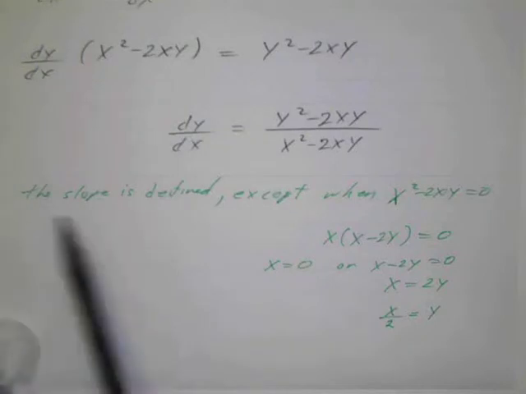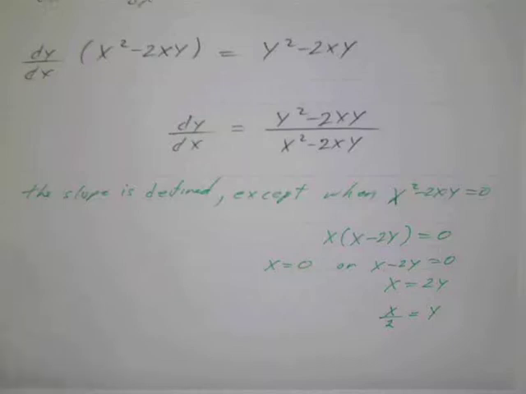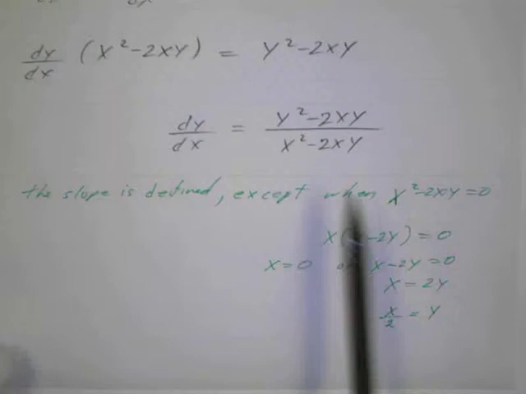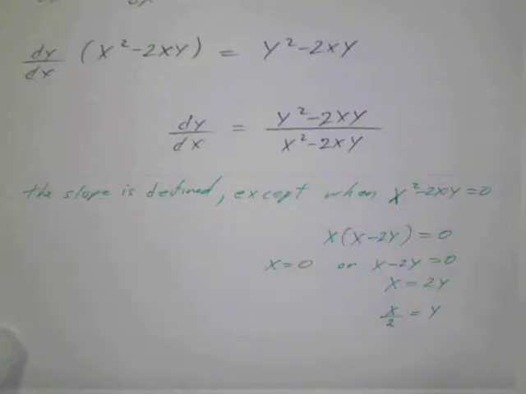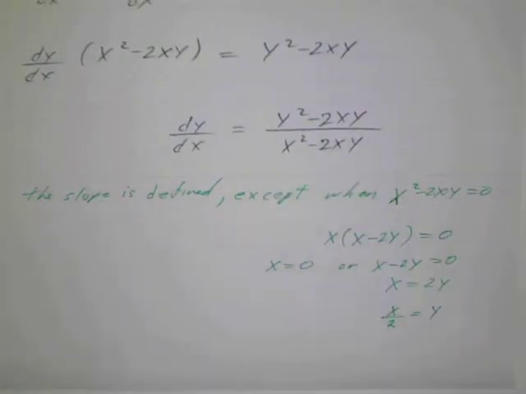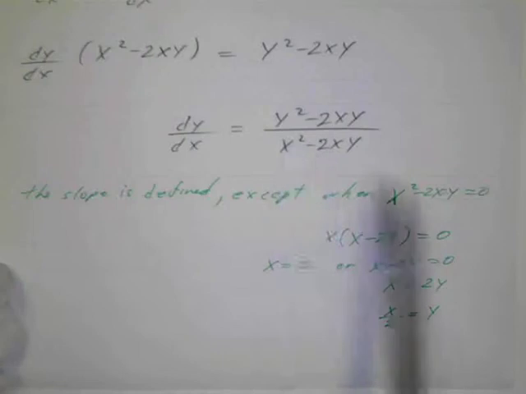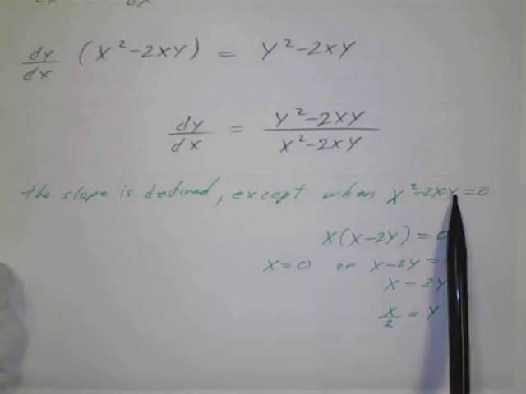Now, they want to know where the slope is defined. Well, it's defined everywhere. The slope is defined except when the denominator here is 0. So the slope is defined except when the denominator is 0. And that denominator is x squared minus 2xy.